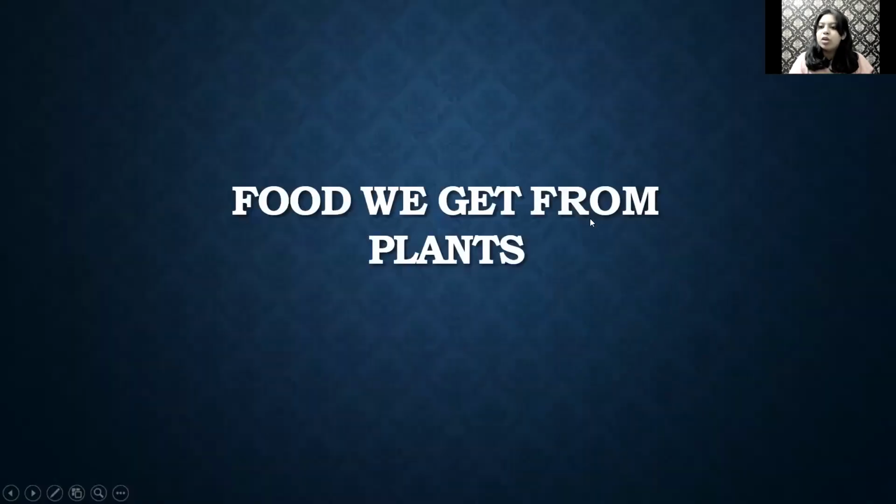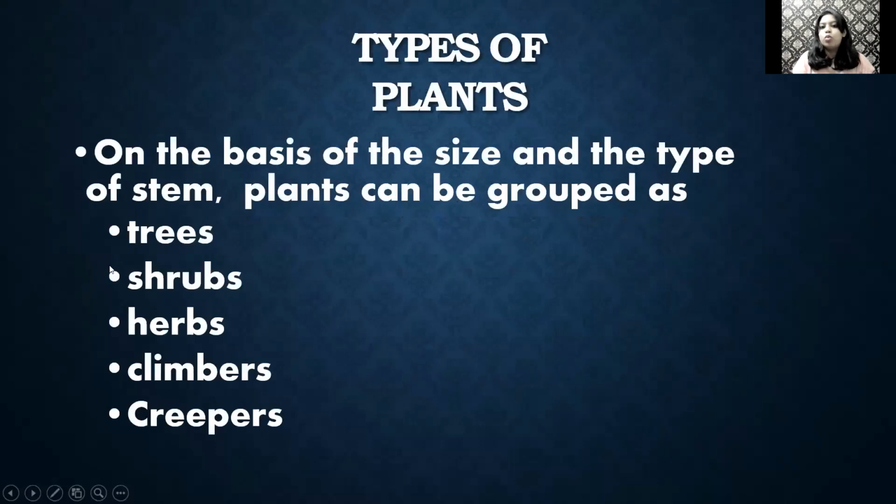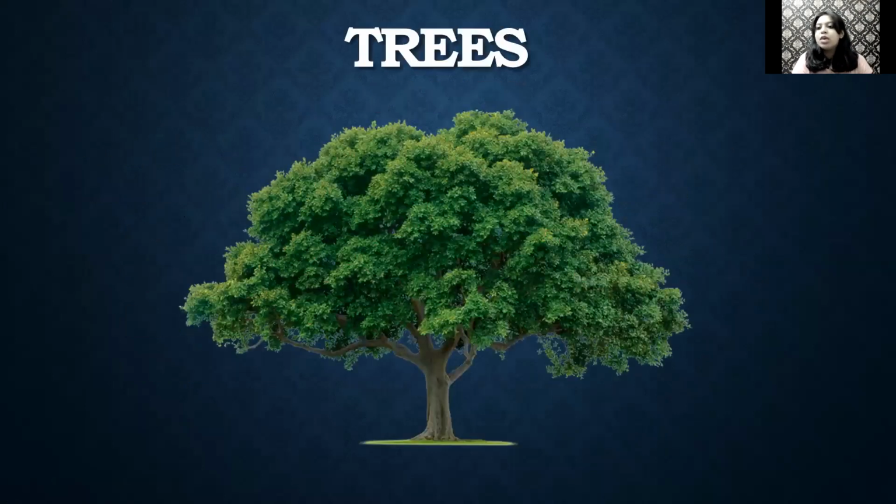Okay, so today we're going to learn about food we get from plants. Now, what are the types of plants that we know of or we can see? On the basis of the size and the type of stem, plants can be grouped as trees, which are huge, shrubs which are short plants, even herbs are short plants, climbers and creepers are plants which need support to move or grow upward. Okay, now the first thing we'll be talking about are trees.